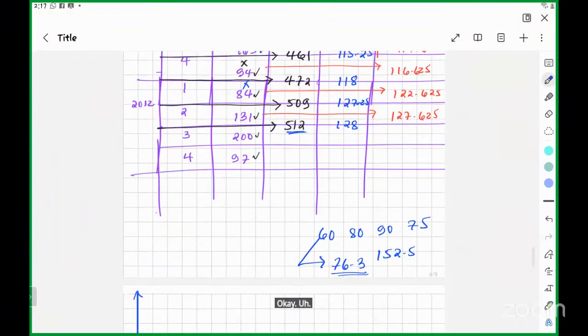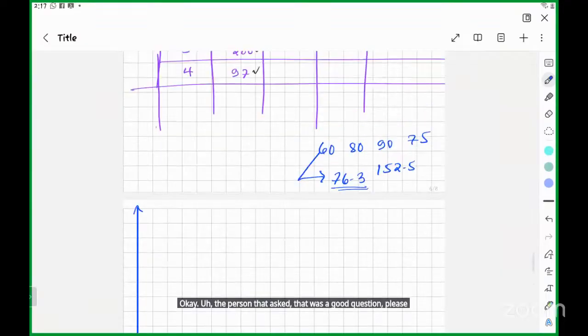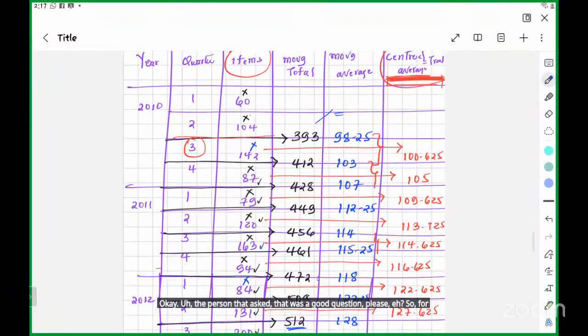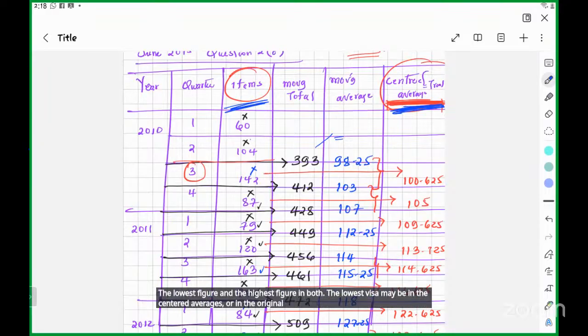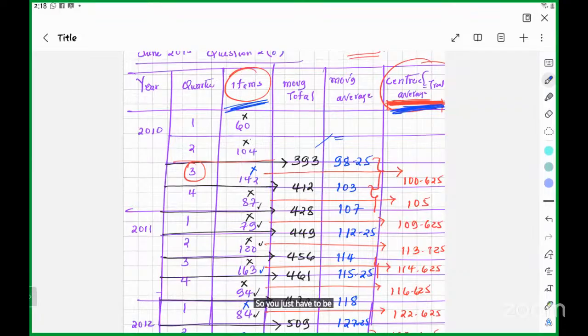The person that asked that asked a good question. This is what you are plotting, and I think I circled it. You are plotting the items and the centered averages. So you need to check the lowest figure and the highest figure in both. The lowest figure may be in the centered averages or in the original data set. So you just have to be keen. The same thing applies to the highest. Is that clear? Okay.